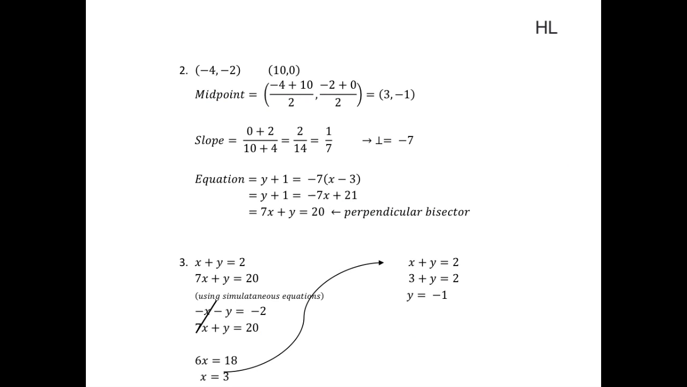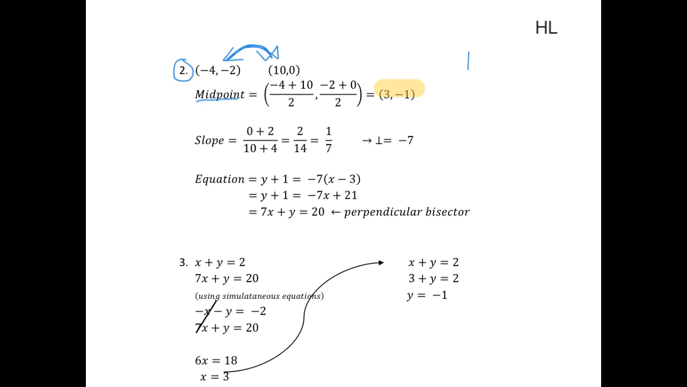Next, we take two different points. I'm going to take (-4, -2) and (10, 0), and we're going to repeat the same steps again. For the second part, we find our midpoint between these two points. Using our formula, we find that our midpoint is (3, -1). Then we get the slope between these two points. When we fill in our slope formula with our various values for x1, y1, x2, and y2, we get a slope of 1 over 7.